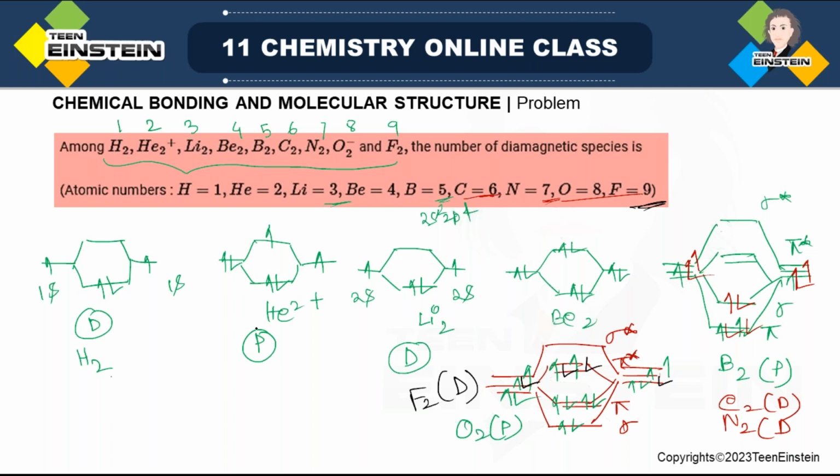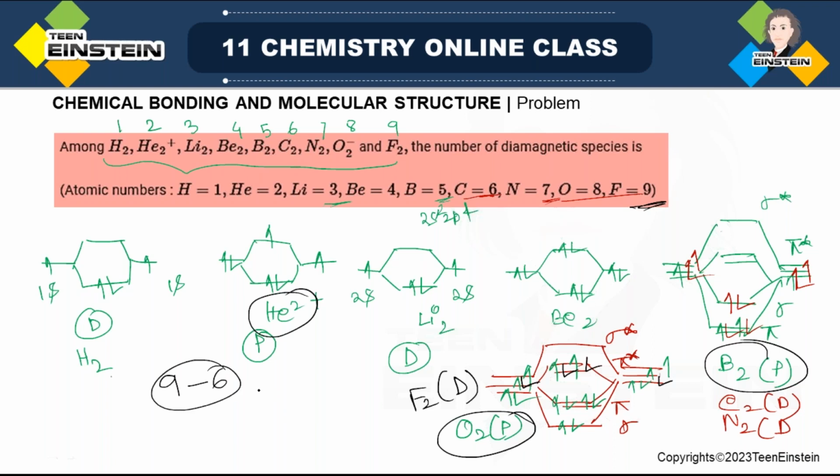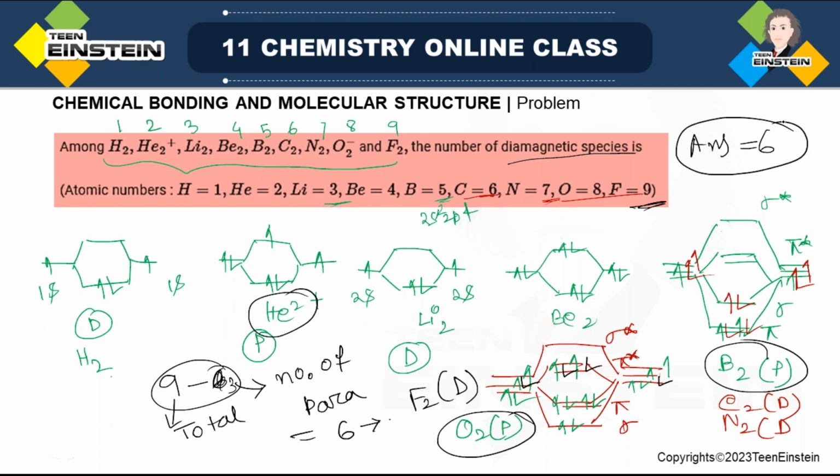So out of these 9 species, paramagnetic, paramagnetic, paramagnetic. Sorry, we have to subtract 3, because the question is asking for the number of diamagnetic species. So 3 is the number of paramagnetic species, and this is the total. When you subtract it, you will get 6. So this is the total number of diamagnetic species. So here the answer should be 6. Total 6 diamagnetic species present.